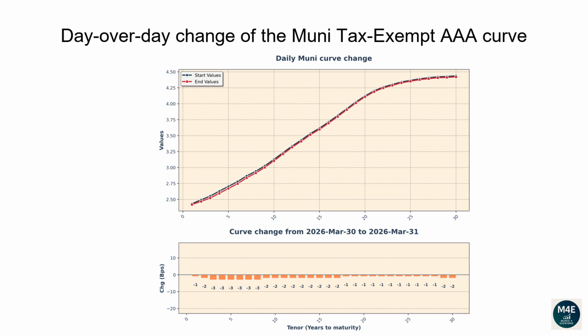The one-year tenor changed -1 basis points. The 2-year tenor changed -2 basis points. The 5-year tenor changed -3 basis points. The 10-year tenor changed -2 basis points. The 20-year tenor changed -1 basis points. The 30-year tenor changed -2 basis points.